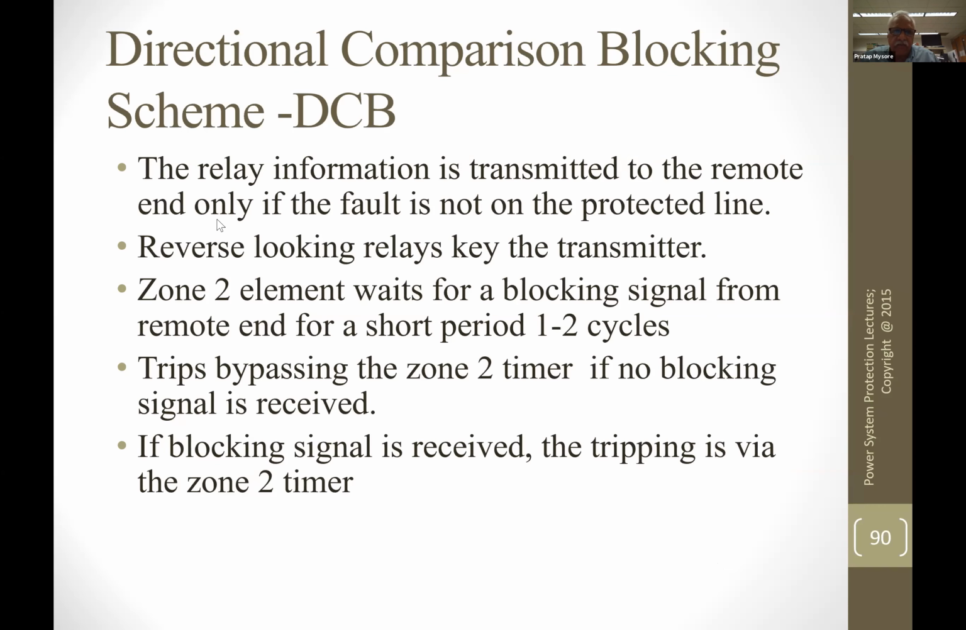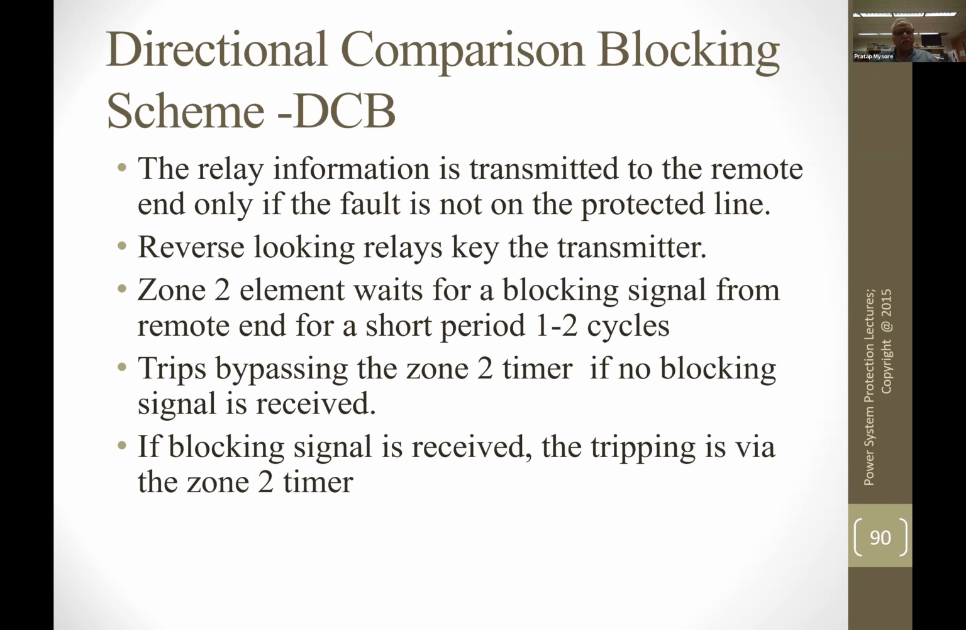Then when you look at the comparison blocking scheme, we use another element, reverse-looking relays, to key the transmitter. When I mentioned a direct underreach transfer trip or a permissive underreach transfer trip, zone 1 is keying the transmitter. If it is a permissive overreach transfer trip scheme, or directional comparison unblocking, which is also nothing but a permissive overreaching scheme with a provision to provide faster clearing on loss of communication signal when a fault occurs, they are all permissive schemes, even though the name says directional comparison unblocking scheme.